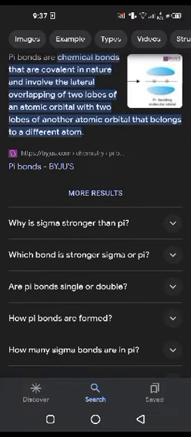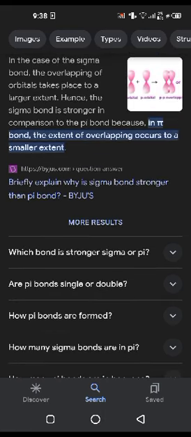Pi bonds are chemical bonds that are covalent in nature and involve the lateral overlapping of two lobes of an atomic orbital with two lobes of another atomic orbital that belongs to a different atom. In the case of sigma bonds, the overlapping of orbitals takes place to a larger extent. Hence, the sigma bond is stronger compared to the pi bond, because in a pi bond the extent of overlapping occurs to a smaller extent.